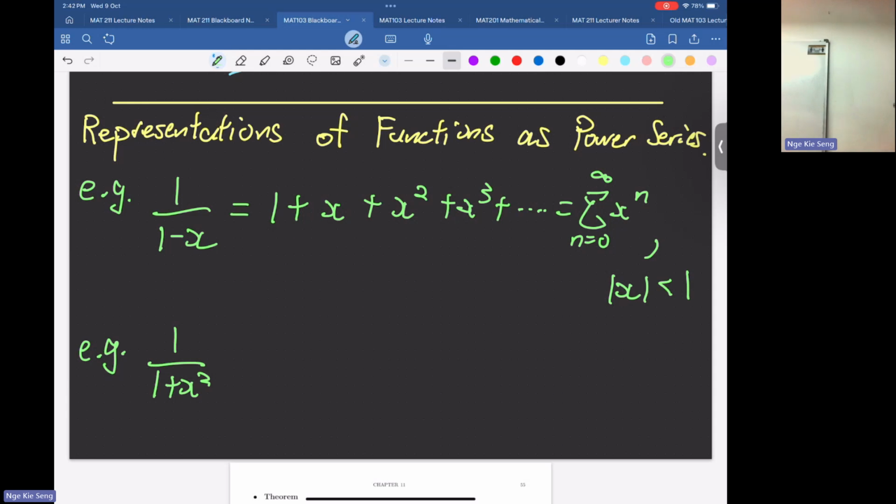We're gonna use what we know to express a new function in terms of power series. Can you see some similarity between these two functions? Both of them are a reciprocal of something. But the difference here is about this 1 plus a. One is minus x, one is plus x squared. Is it possible to make 1 over 1 plus x squared into some form of 1 over 1 minus x? How?